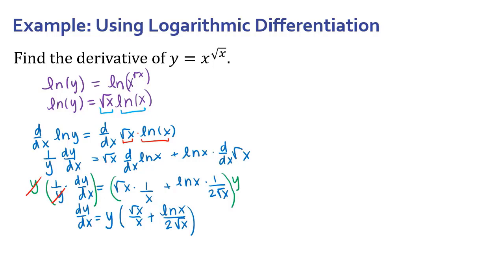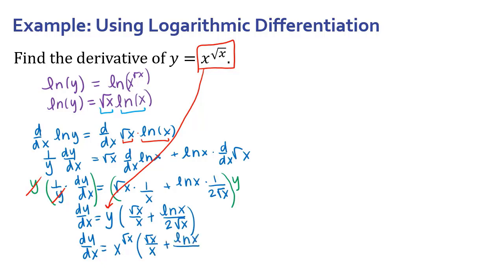Now what we'll do, we already know what y is in terms of x, so I can substitute that in. And I'll have everything in terms of x. So dy dx equals x to the square root of x power times the quantity square root of x over x plus the natural log of x over 2 root x.